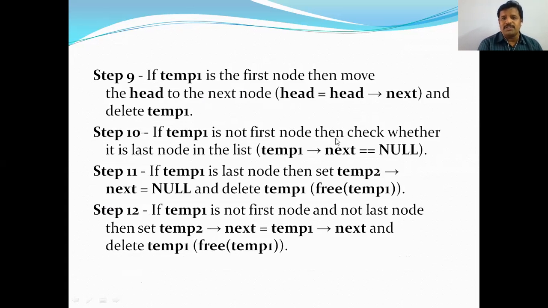Suppose if temp1 is not the first node, then check whether it is the last node in the list. If temp1 is the last node, then set temp2 next equal to null and delete temp1. If temp1 is not the first node and not the last node, right? It is at the middle node. Then set temp2 next equal to temp1 next, and delete temp1, right? And delete the node temp1 by using the free function. This is the procedure for deleting the middle element in the single linked list, right?